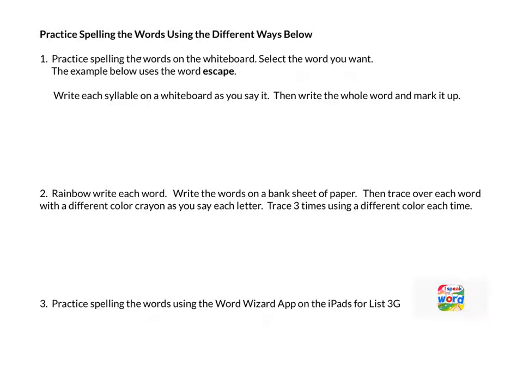Practice spelling the words using the different ways below. Number 1, practice spelling the words on the whiteboard. Select the word you want. The example below uses the word escape. Write each syllable on a whiteboard as you say it.